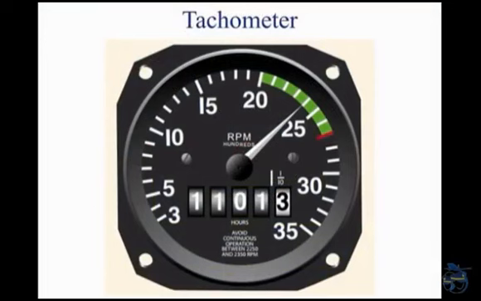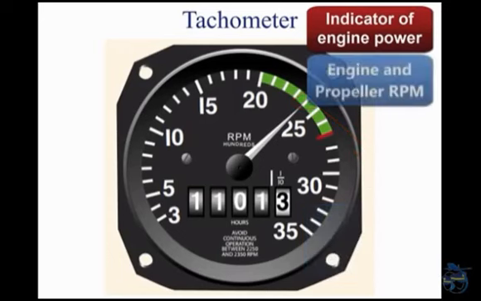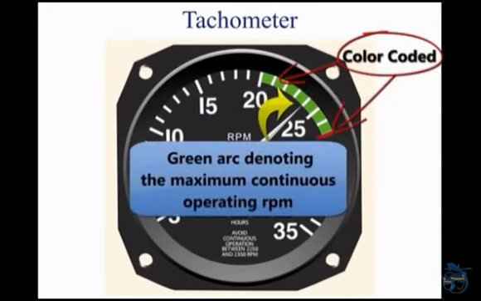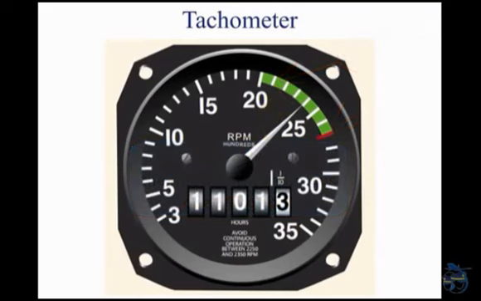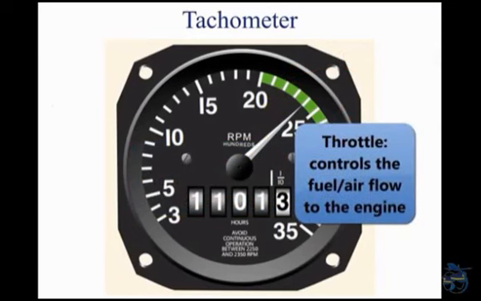In a fixed-pitch propeller, the tachometer is the indicator of engine power. A tachometer is calibrated in hundreds of RPM and gives a direct indication of the engine and propeller RPM. The instrument is color-coded, with a green arc denoting the maximum continuous operating RPM. Some tachometers have additional markings to reflect engine and/or propeller limitations. The RPM is regulated by the throttle, which controls the fuel airflow to the engine.